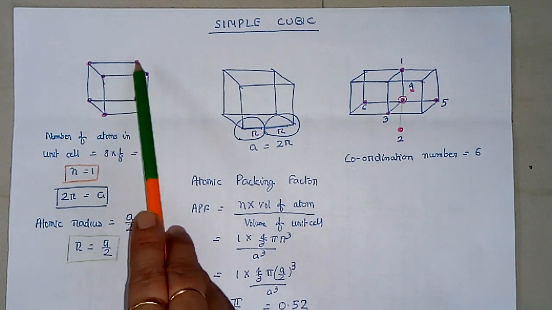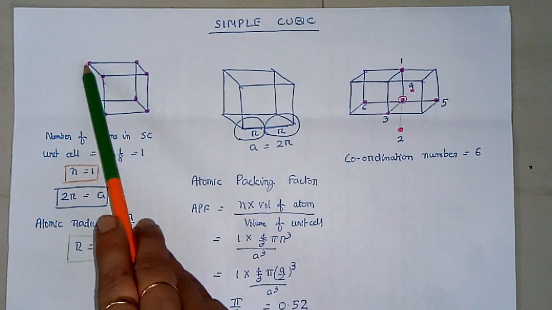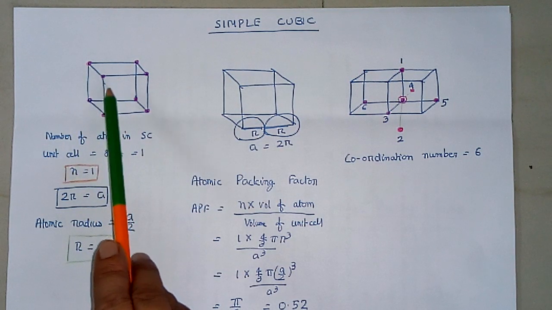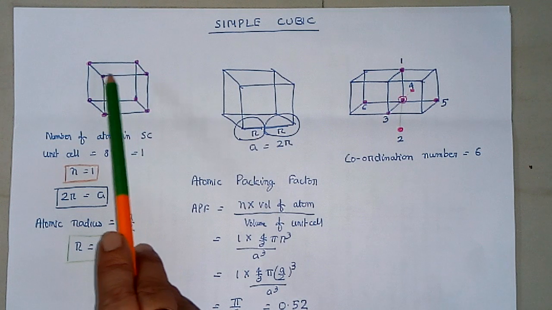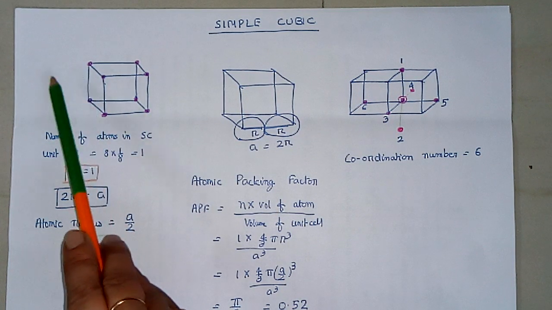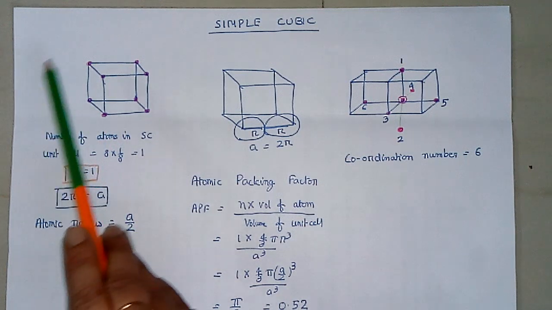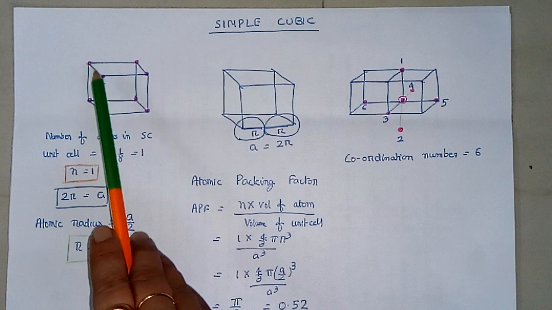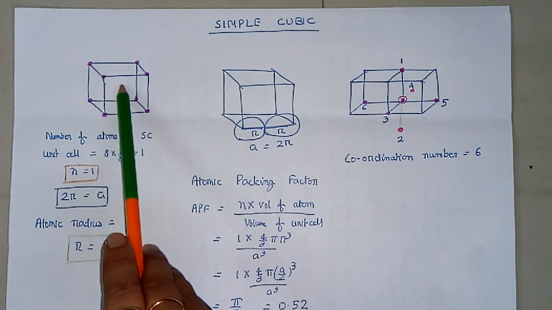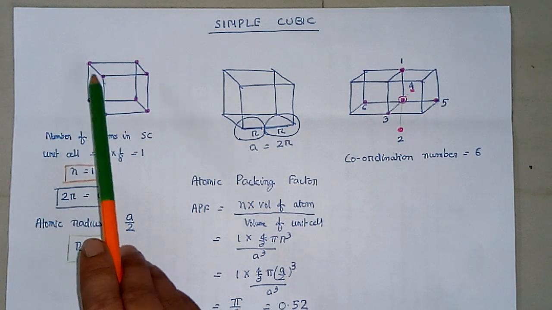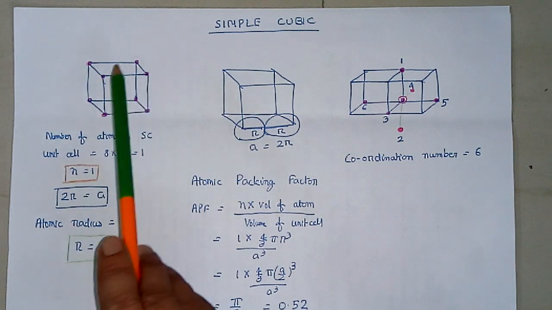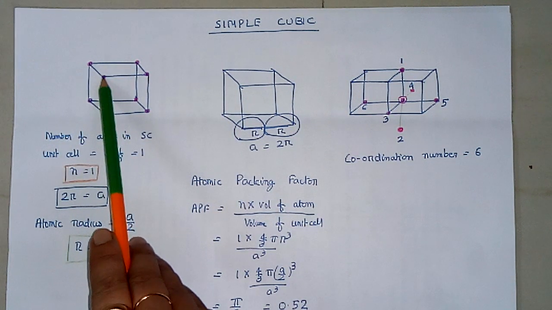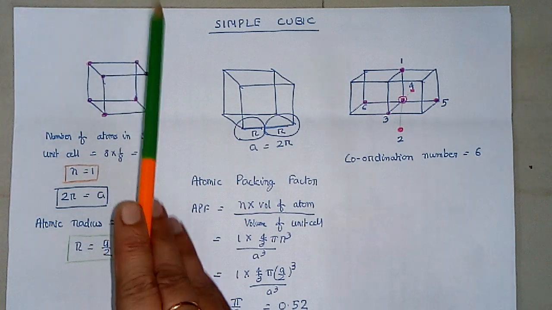As we know, there are 8 corners of the cube and 8 atoms are lying at the corners, but each atom is shared by 8 different unit cells. So each corner atom is shared among 8 unit cells. So the atomic contribution of this particular atom for this particular unit cell is 1 by 8, because it is shared among 8 different unit cells.